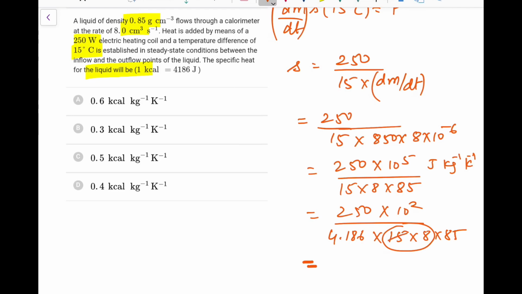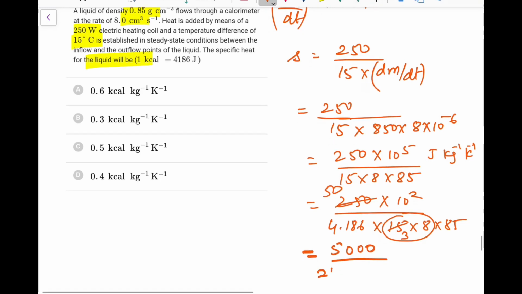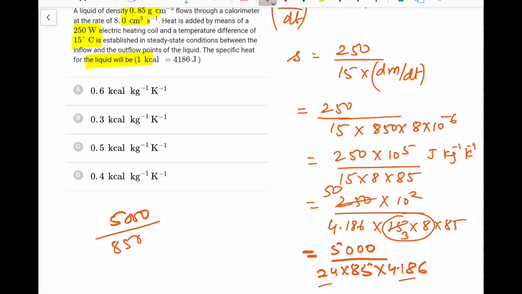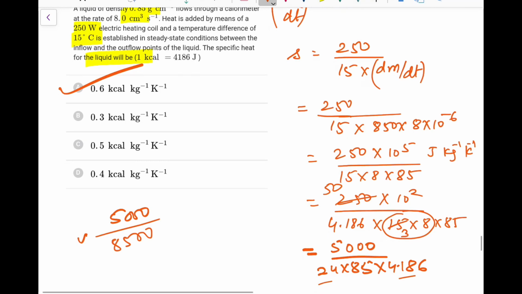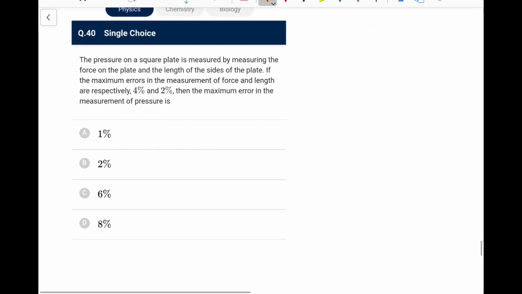So let's try, let's cancel it first. This is 50, this is 3, so this is 5000. What we have is 24 into 85 into 4.186. So 24 into 85, and 24 into 4.186 would be roughly 100, so it would be roughly 8500. I'm doing an approximation, so this is 5000 by 8500, so it would be definitely greater than 0.5, so it is 0.6 kilocalorie per kg per Kelvin. You can try your calculation. I have done through my approximation.